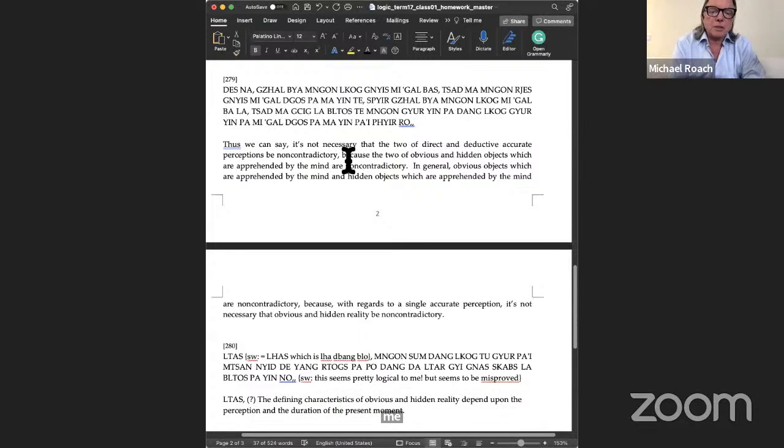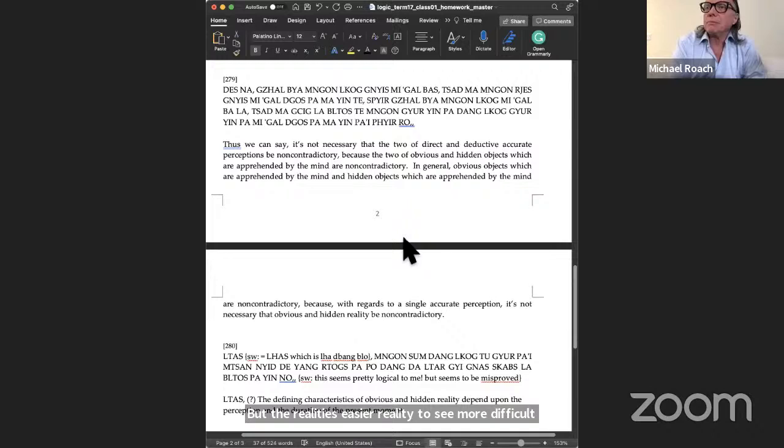No, this is not the perceptions, it's the objects of the perceptions. Mungyur and Kokyo. Okay? It's not Munsum, it's Mungyur and Kokyo. So the perceptions are contradictory, but the realities, easier reality to see, more difficult reality to see, those can overlap for different people.